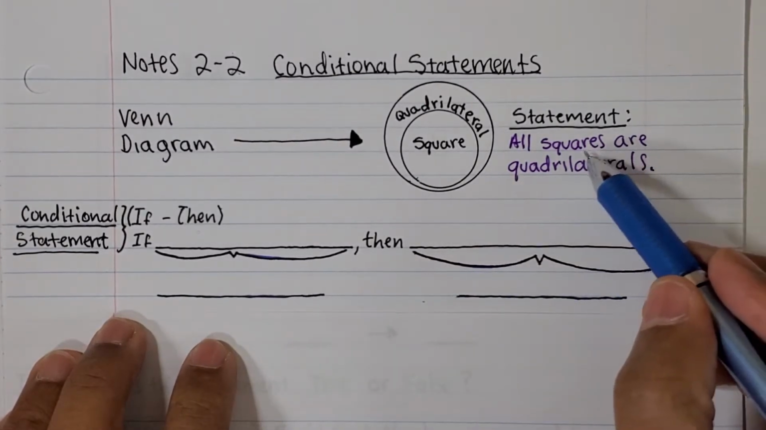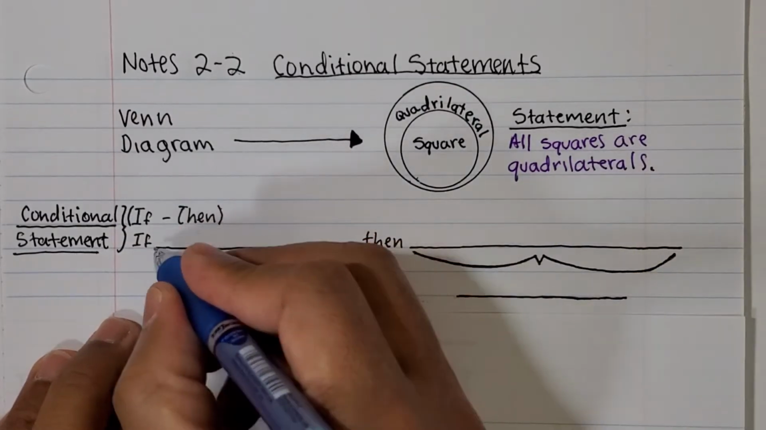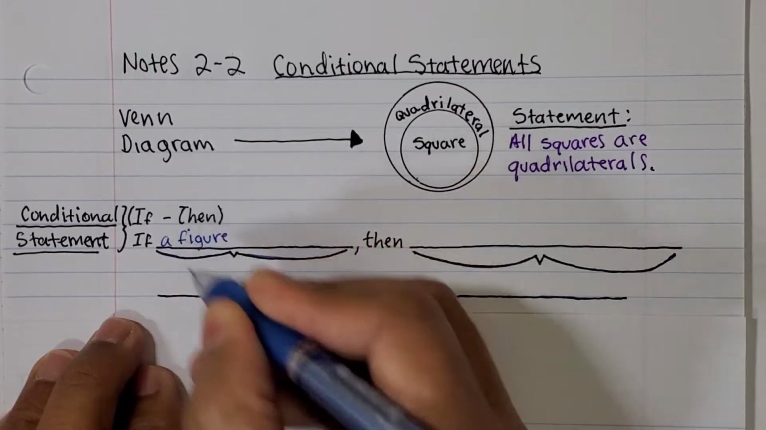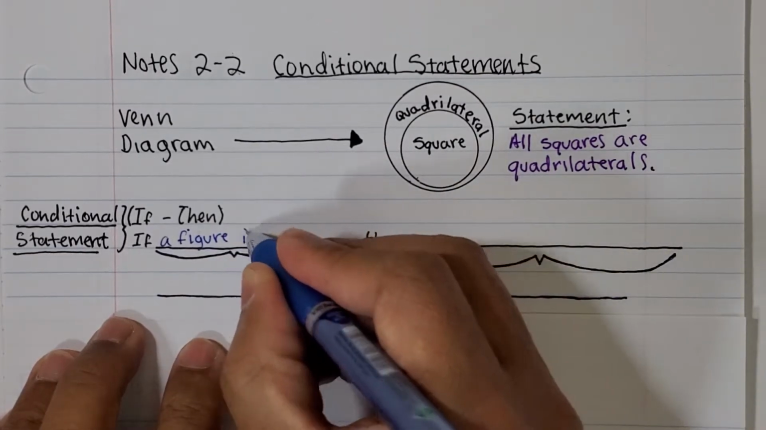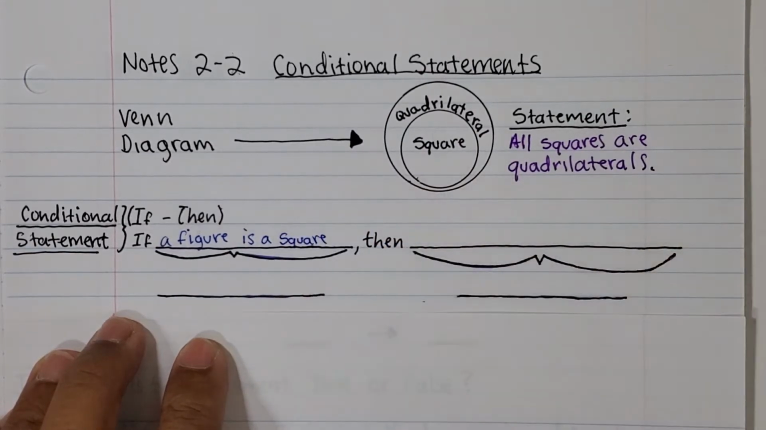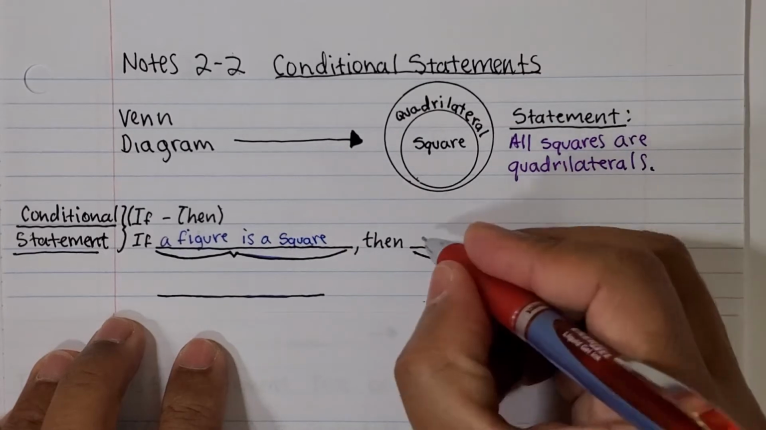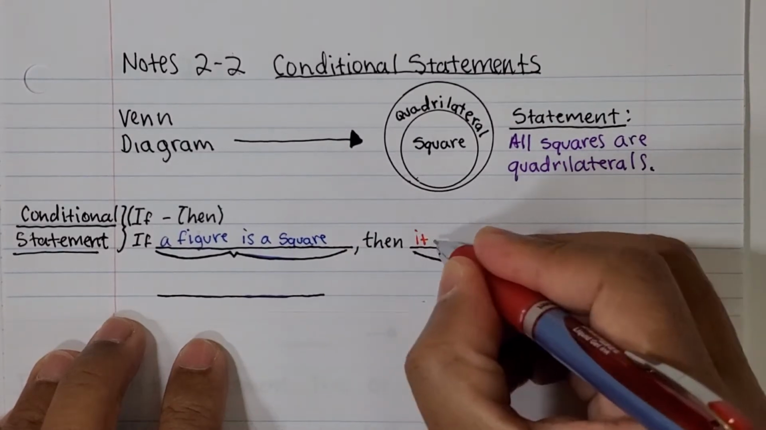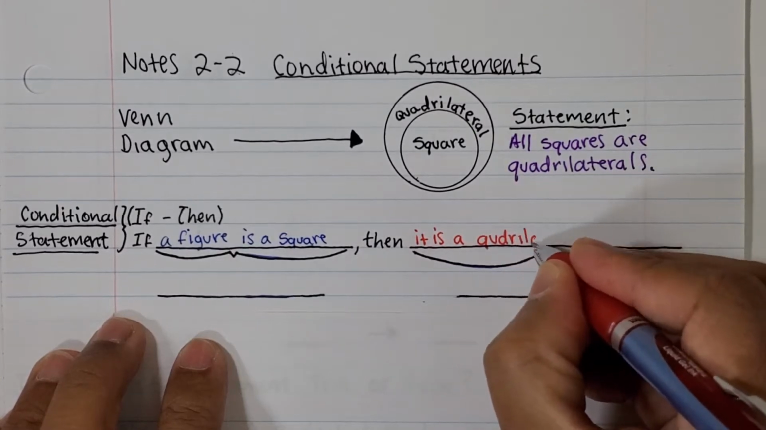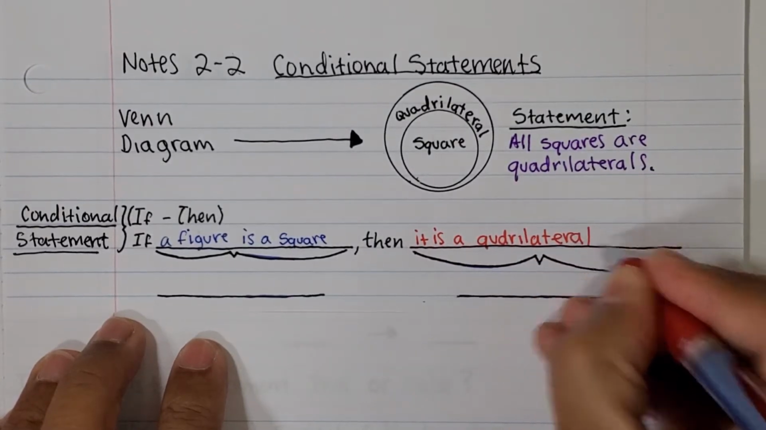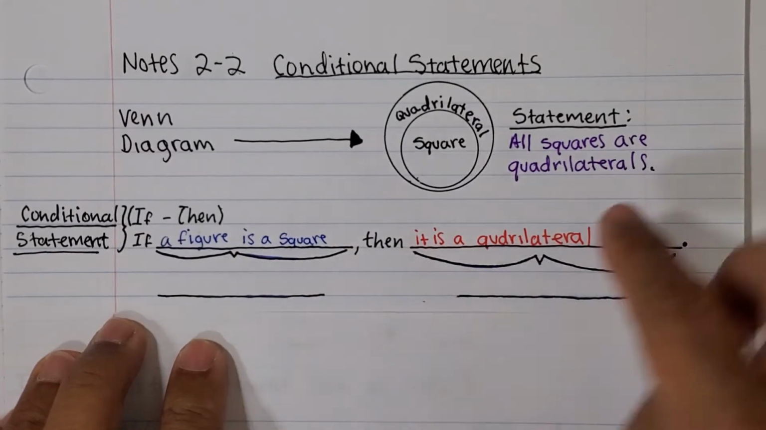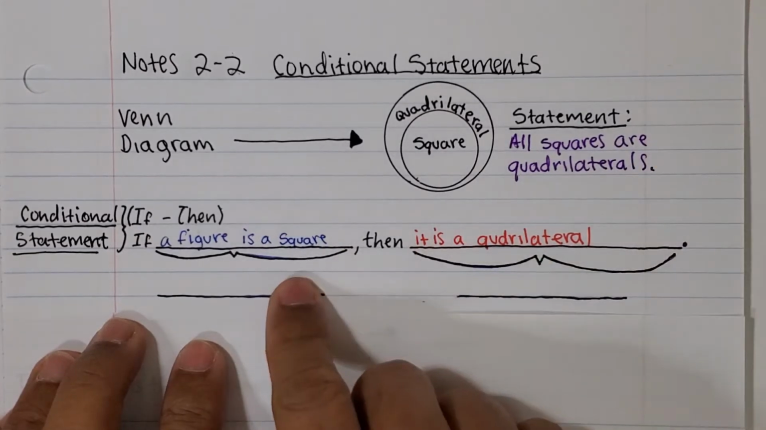Okay, so if I were to turn this into a conditional statement, I would say if a figure is a square, then the conclusion is that it is a quadrilateral. Okay, so if a figure is a square, then it is a quadrilateral. So I just turned this statement into a conditional statement.